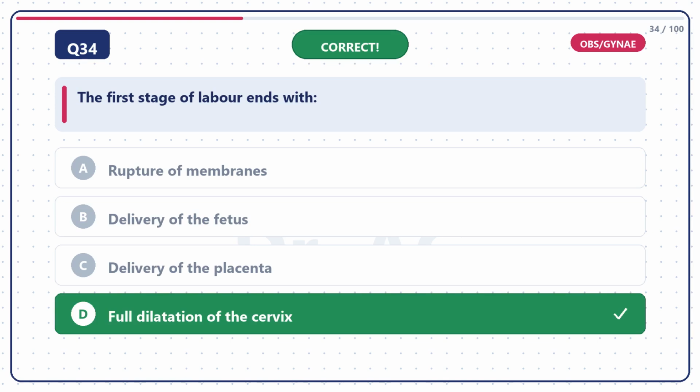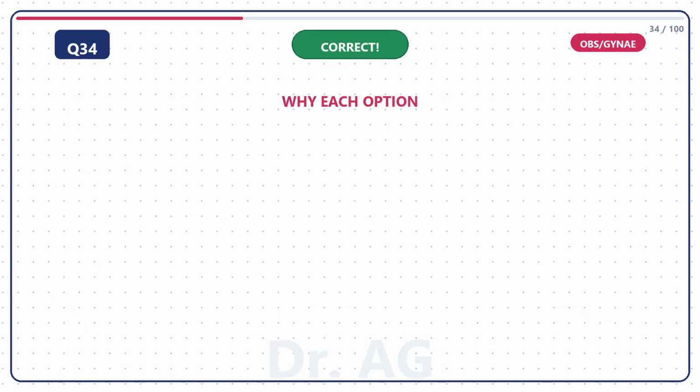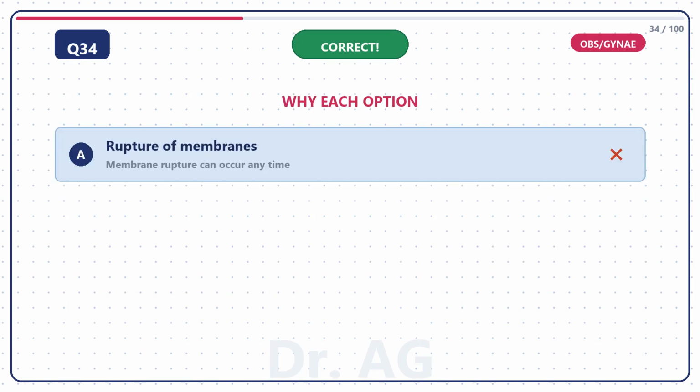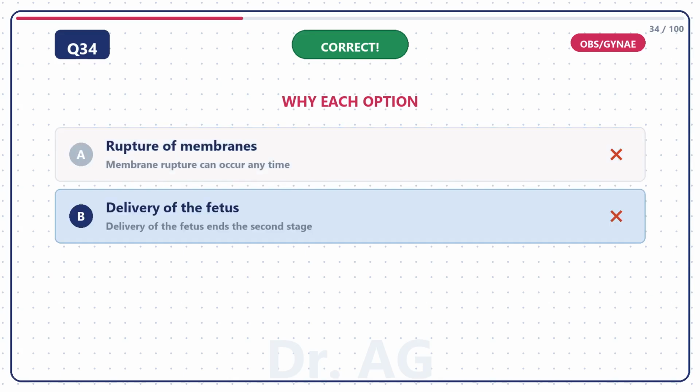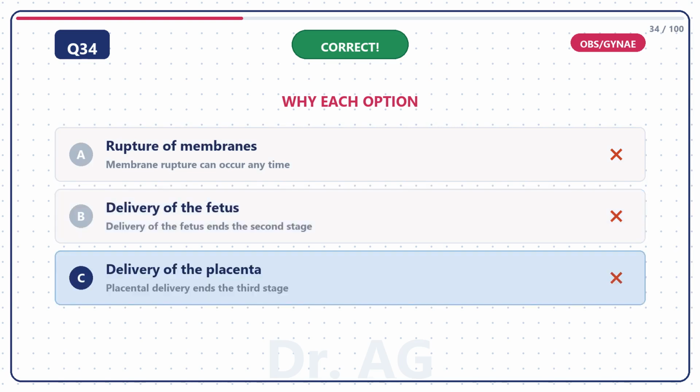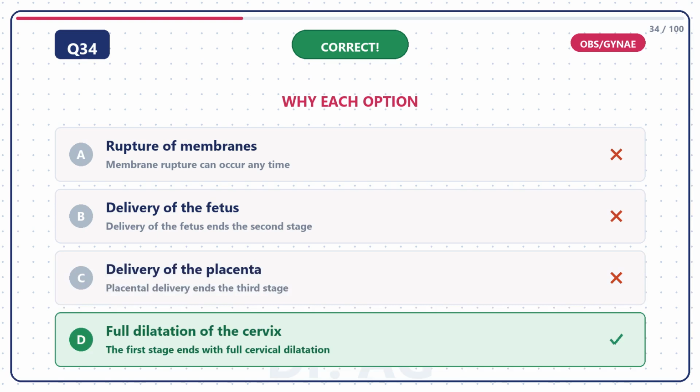Full dilatation of the cervix. Let's go through the options. Membrane rupture can occur any time. Delivery of the fetus ends the second stage. Placental delivery ends the third stage. And the correct answer is full dilatation of the cervix. The first stage ends with full cervical dilatation. So, the right answer is option D. Full dilatation of the cervix.